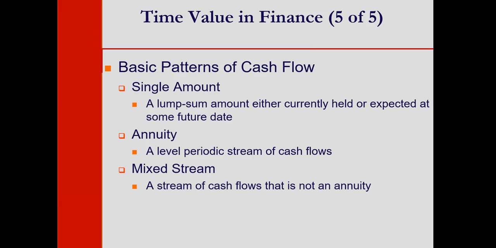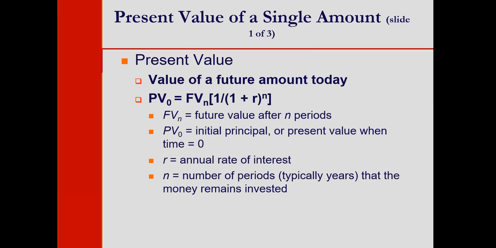First we have to understand what the situation is, whether it is a single amount, an annuity, or a mixed stream. When we talk about annuity, there is also a special case: whether it is a perpetuity, which keeps going forever at the same rate, or it has an ending date and will end at a certain point in time. We will talk about those things as well.